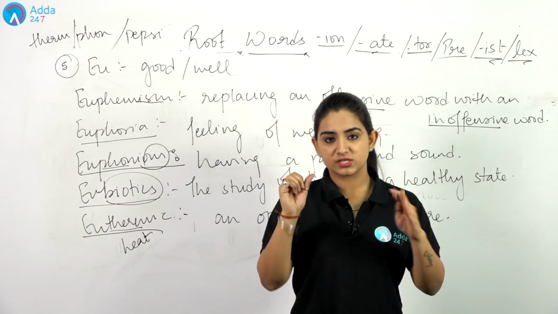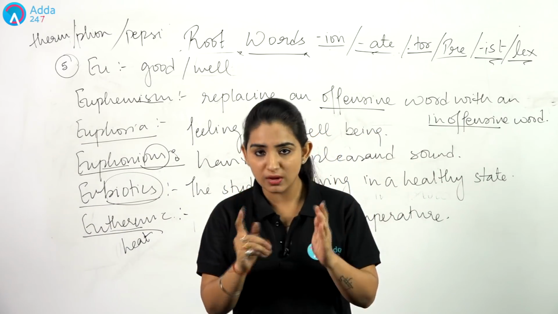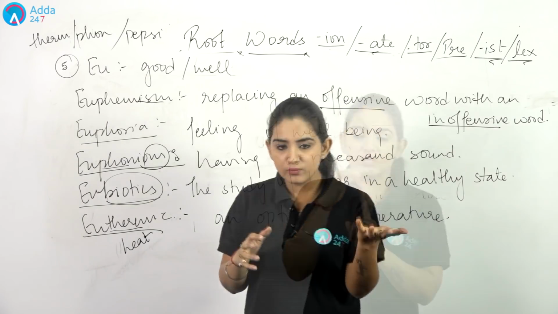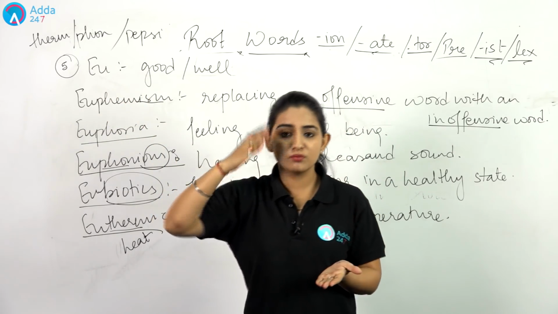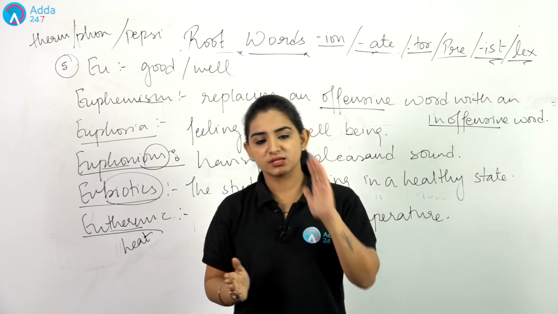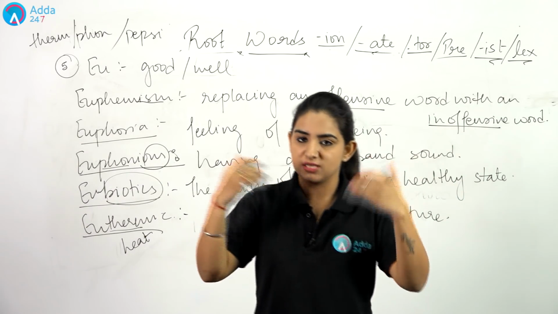So I suppose this was clear to you, and I've only told you 5 words from one root word, but I want you to make as many as you can, because if you make them, you'll be helping yourself out, okay?